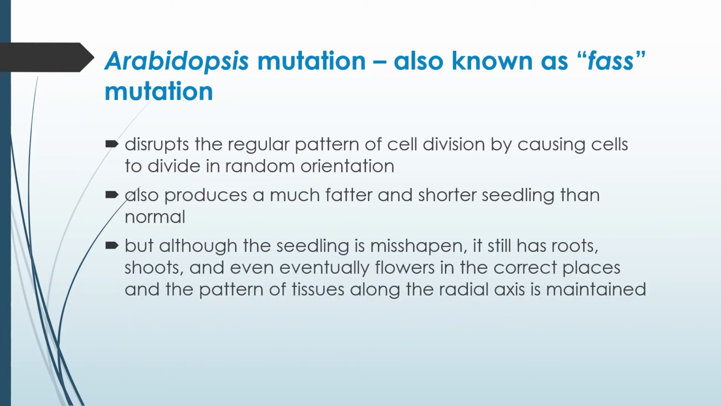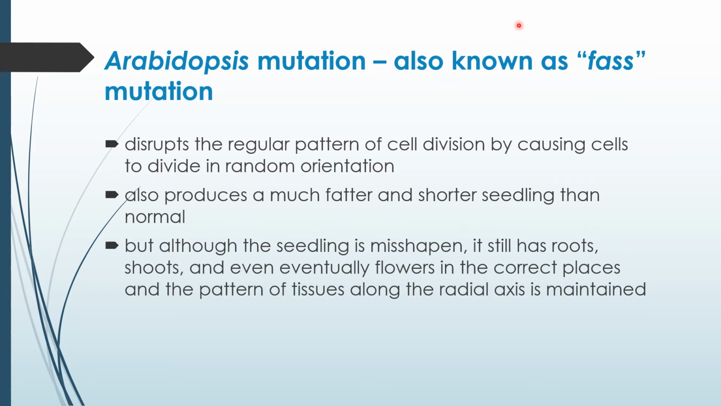So, of course, kung merong growth, usually meron din tayong mga tinatawag na mutations. So, one of the well-known mutations that we have for Arabidopsis is what we call the fass mutation. The fass mutation disrupts the regular pattern of cell division by causing cells to divide in random orientation. It also produces a much fatter and shorter seedling than the normal. But although the seedling is misshapen, it still has roots, shoots, and even eventually flowers in the correct places, and the pattern of tissues along the radial axis is maintained.